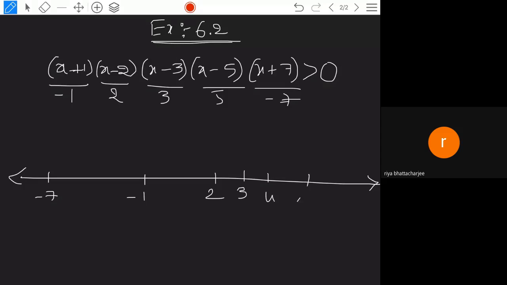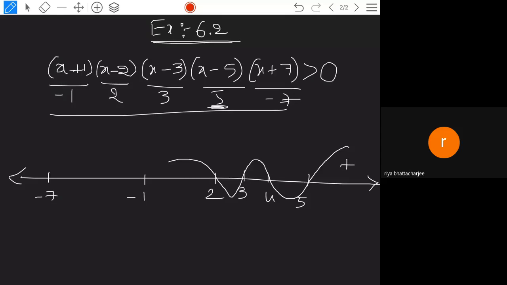In all these, the greatest number is 5. Whatever number you take more than 5, this expression completely gives positive, so here it is positive. From here onwards you start drawing: one up, one down, one up, one down, and so on. Here it is positive, here negative, positive, negative, positive, negative, positive.